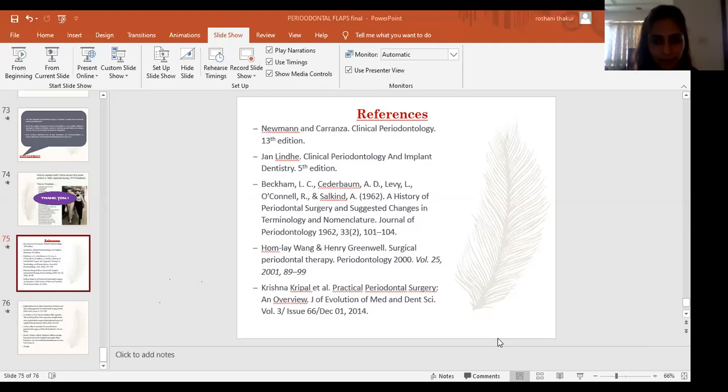Okay. Then there is a query related to healing. Okay, I just wanted to complete that. Yes, Dr. Neeraj. Where do we place the flap after OFD, with relation to the tooth and alveolar bone?